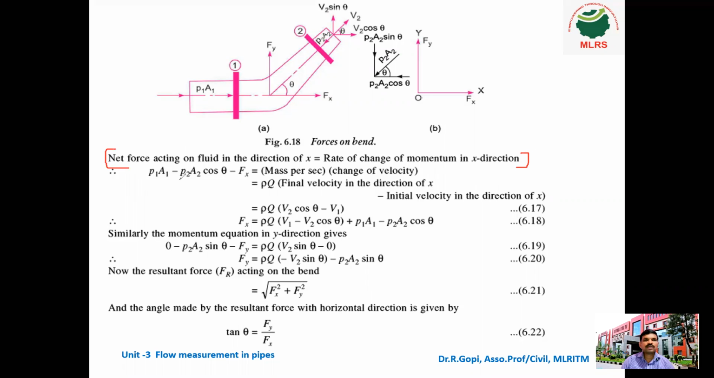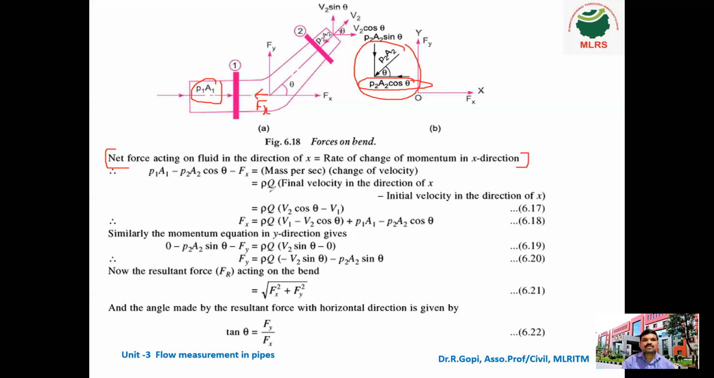So the force is P1 A1 minus P2 A2 cos theta. You can observe in this picture, since the bend is inclined, it changes the direction. The horizontal component of P2 A2 is P2 A2 cos theta, acting in the opposite direction, so we put minus. So P1 A1 minus P2 A2 cos theta minus Fx, where Fx acts in the opposite direction, is equal to mass into velocity, the momentum.